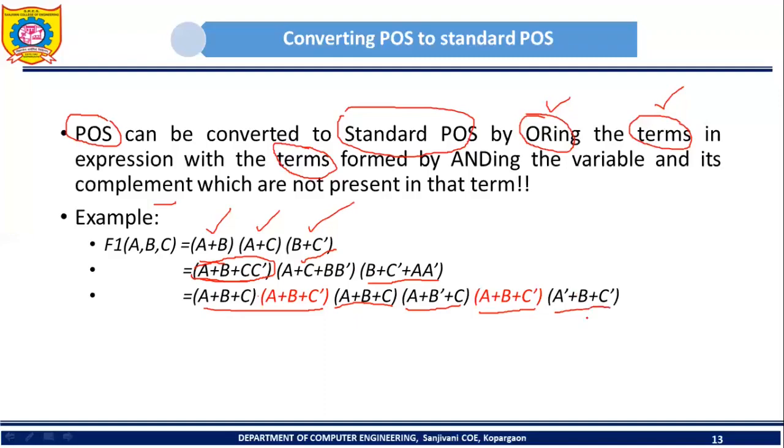Getting it? So what we have done here is simply apply the distributive property of Boolean algebra, nothing else. If you understood that property, then converting POS into standard POS is very simple. So after that, what is the next step? You have to identify whether there are identical terms.